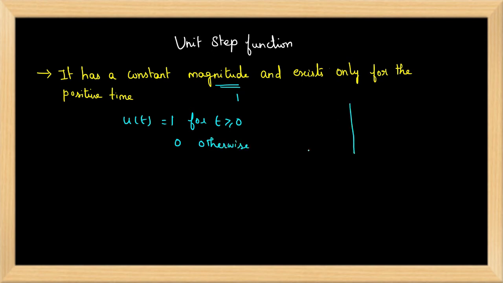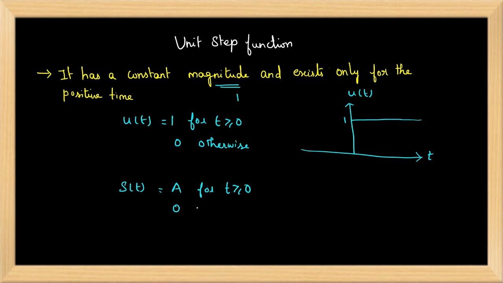Graphically, it can be represented like this. It means that at positive time, the magnitude of the function is 1. This is u(t). When the magnitude is other than 1, we call it a step function. That is, a step function having magnitude a, for t greater than or equal to 0, and 0 otherwise. So this is the step function which has the magnitude a.